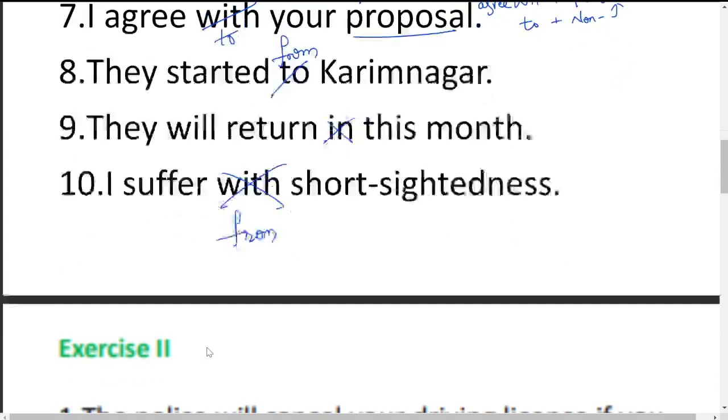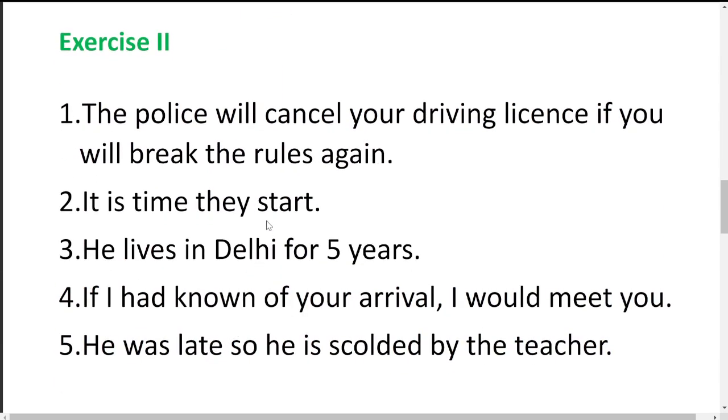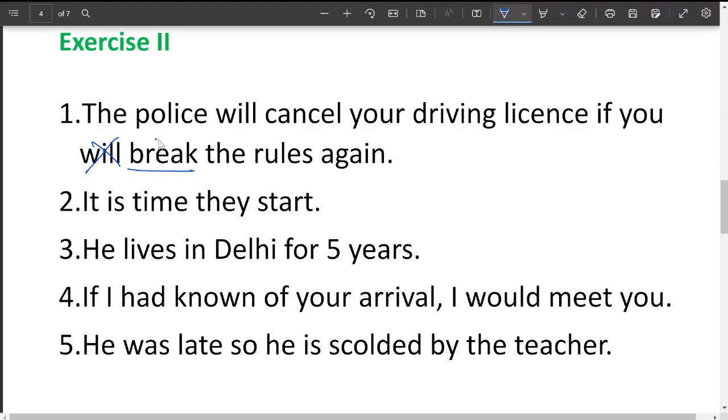Okay. Next, exercise 2. Police will cancel your driving license if you. This is first conditional. Police will cancel your license. Condition, if you break. That's it. If you break the rules again, will need not to be used here. Next, it is time. Remember this rule. It is time, or if at all sentence is given as it is high time. In these two cases, they are both followed by V2. Now what is given? It is same, they start. Start cannot be used. It must be used as started. Okay, error is here.